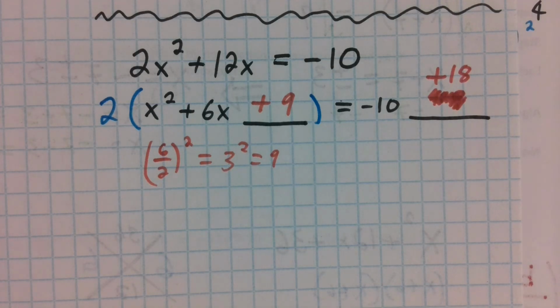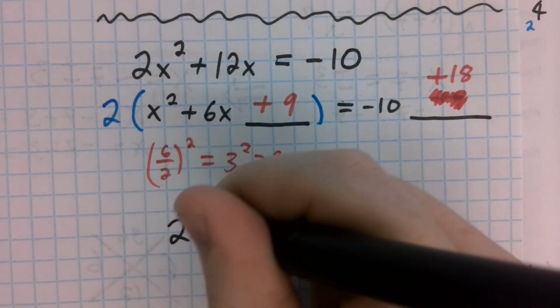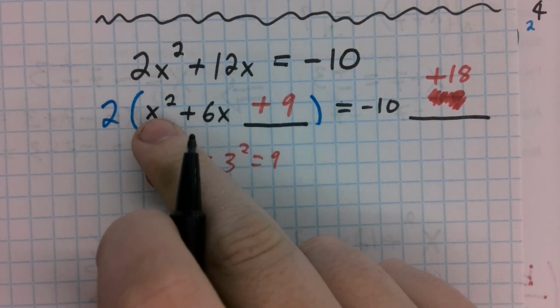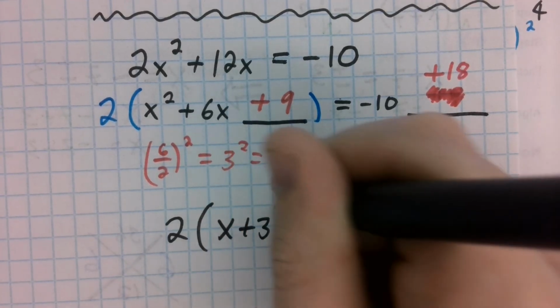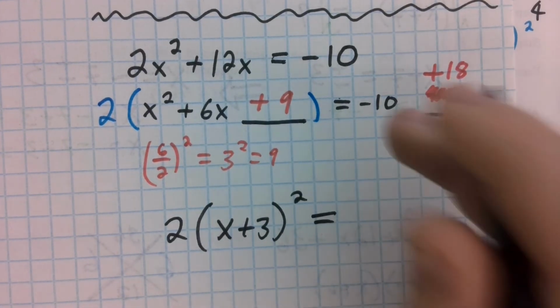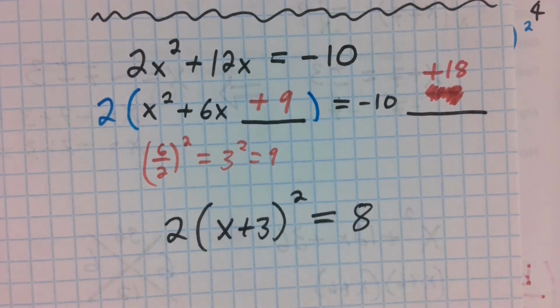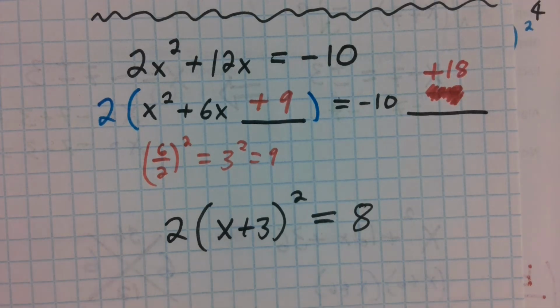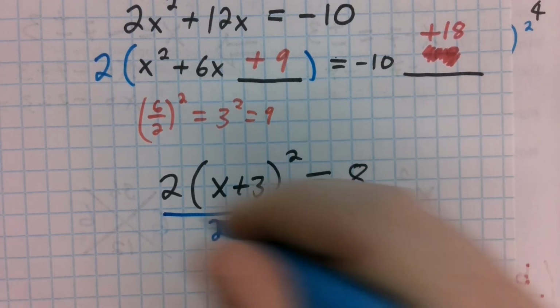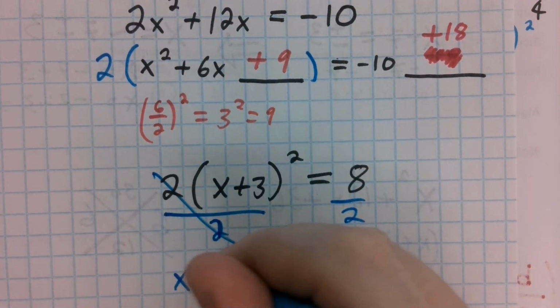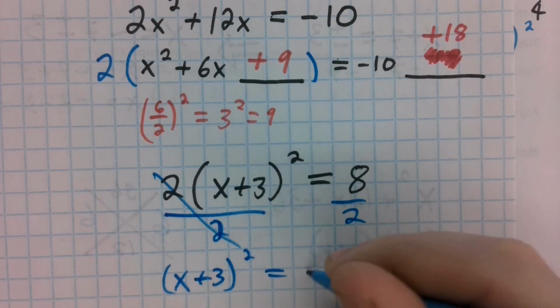So we would end up with this, 2 times x squared plus 6x plus 9, which we can factor as x plus 3 squared. Negative 10 plus 18 is 8. Now we can solve this just like we solved the last couple problems. We got to undo it. So we divide by 2 on both sides to get rid of this 2. X plus 3 squared equals 4.